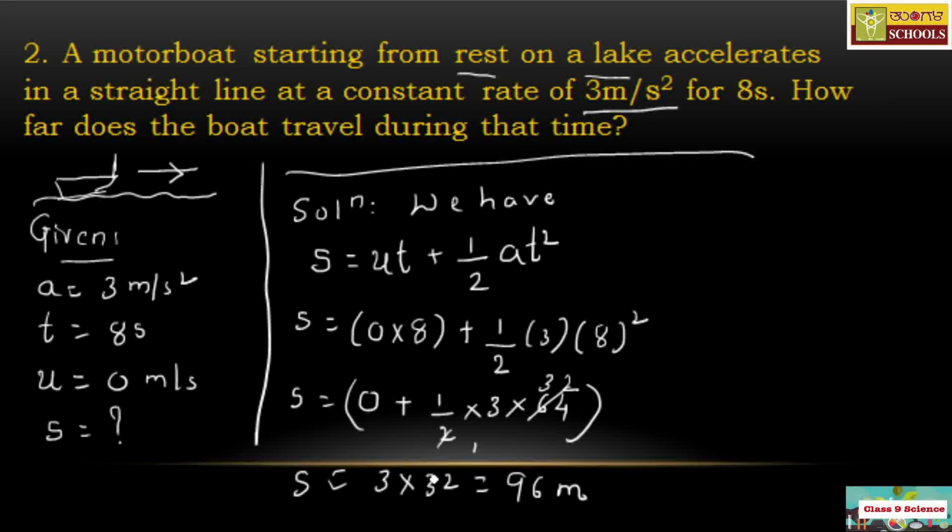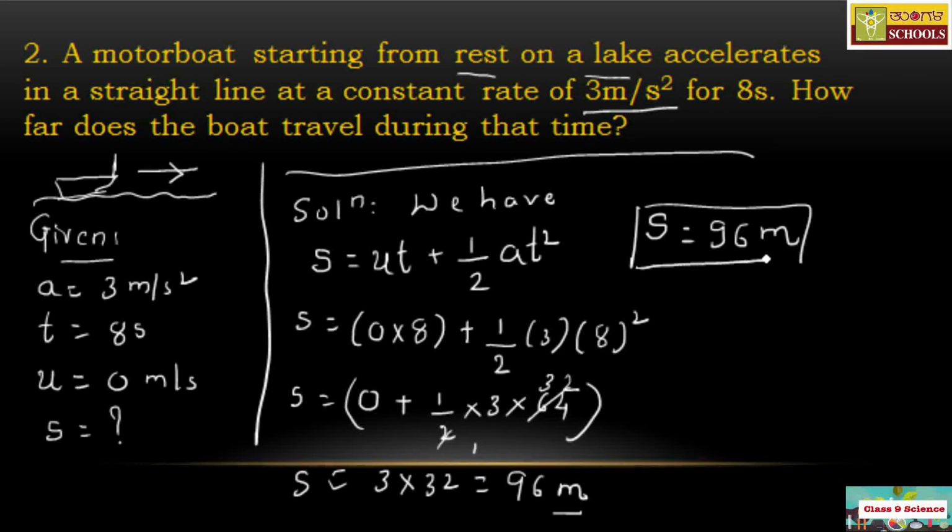You are left with 96 meters, since all these things are in meter per second square, meter per second, and time is in second. So no need to convert. They cancel each other to leave m here, the meter, and hence the motorboat traveled a distance of 96 meters. So that will be your result. I hope you got this problem too.